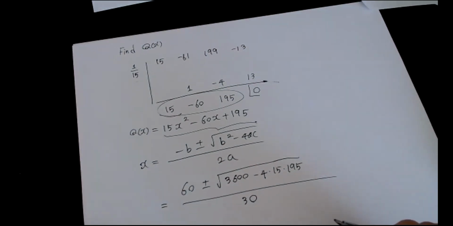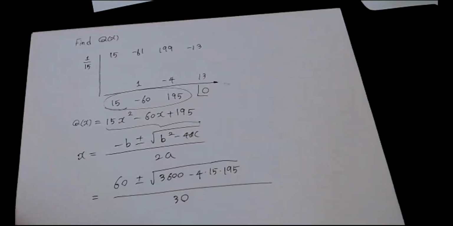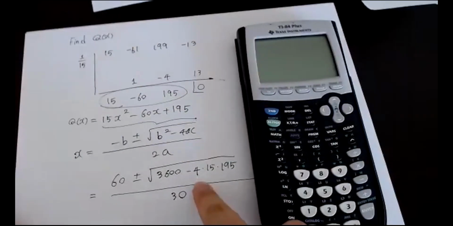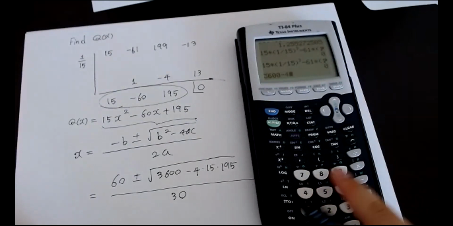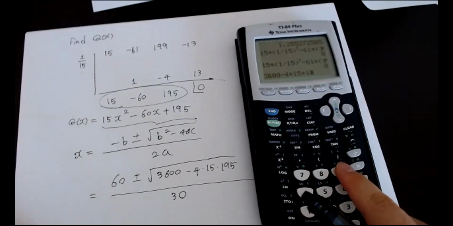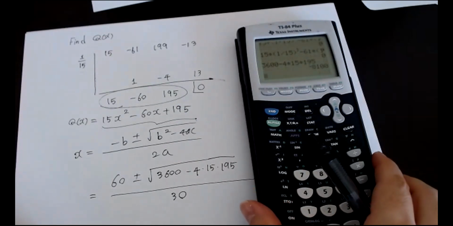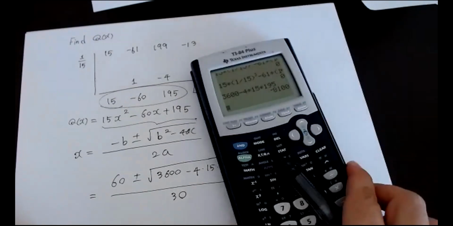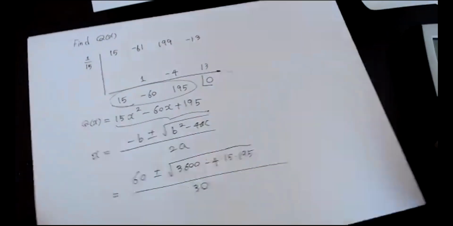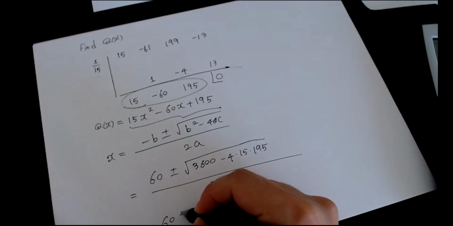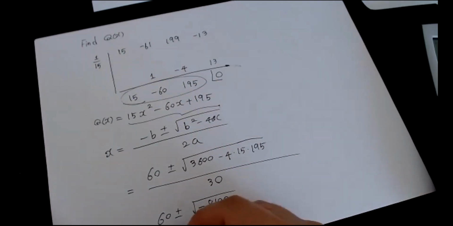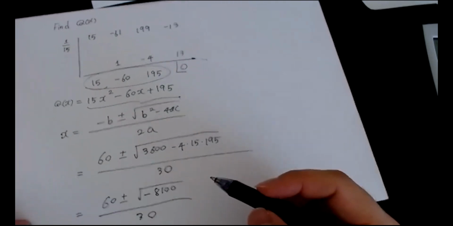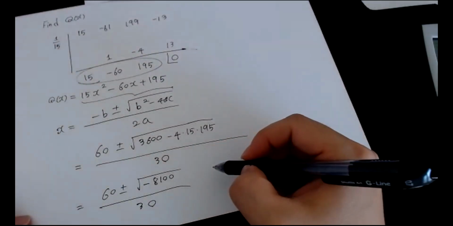Let me use a calculator to figure out the quantity under the square root. This is 3,600 minus 4 times 15 times 195, which is negative 8,100. So this is 60 plus or minus the square root of negative 8,100, which is 90 squared, right?